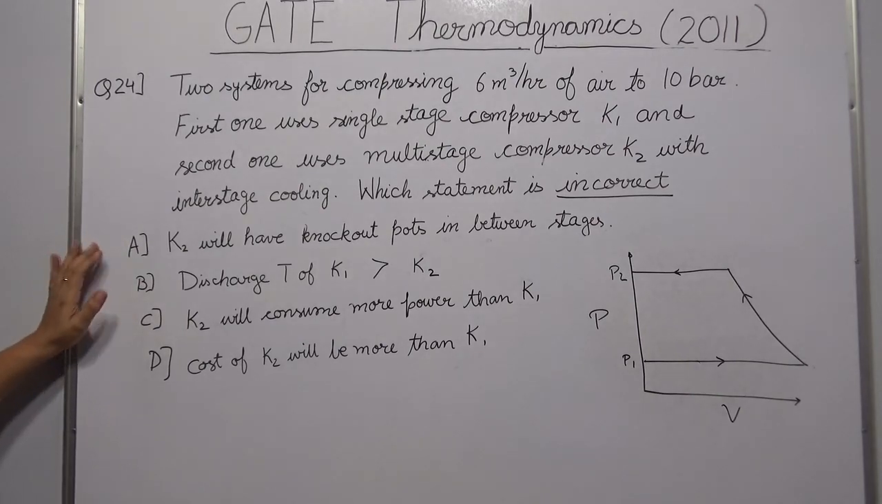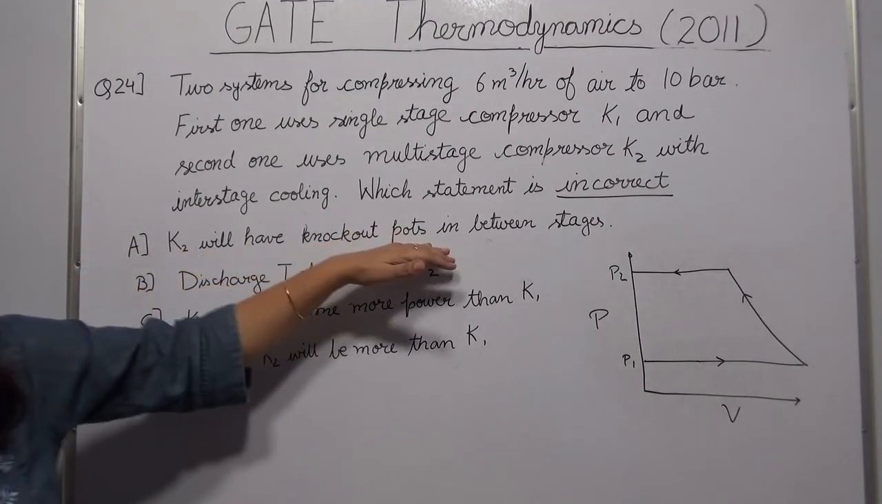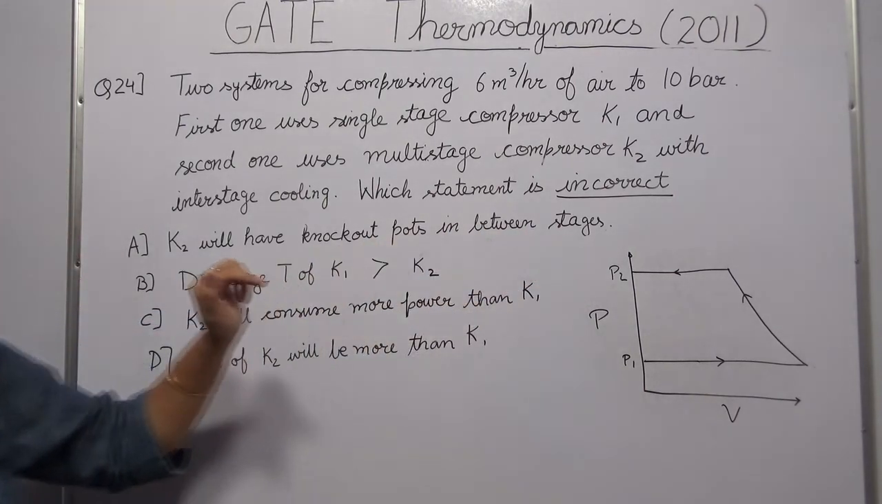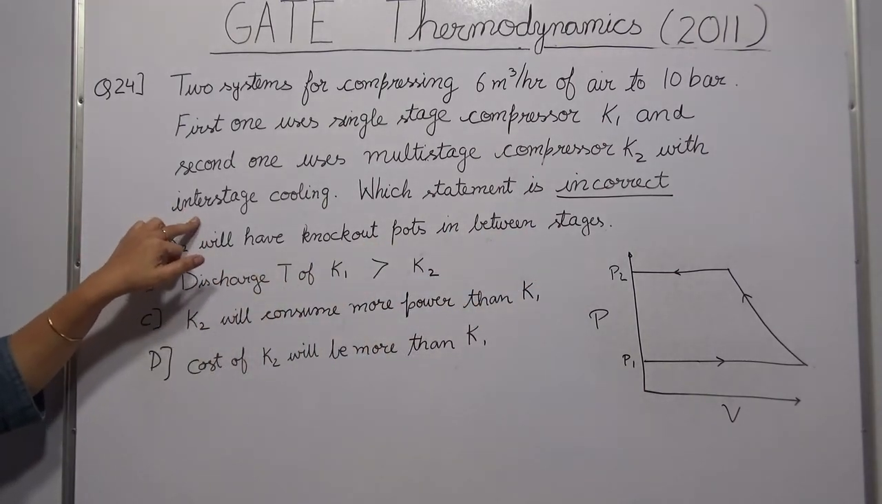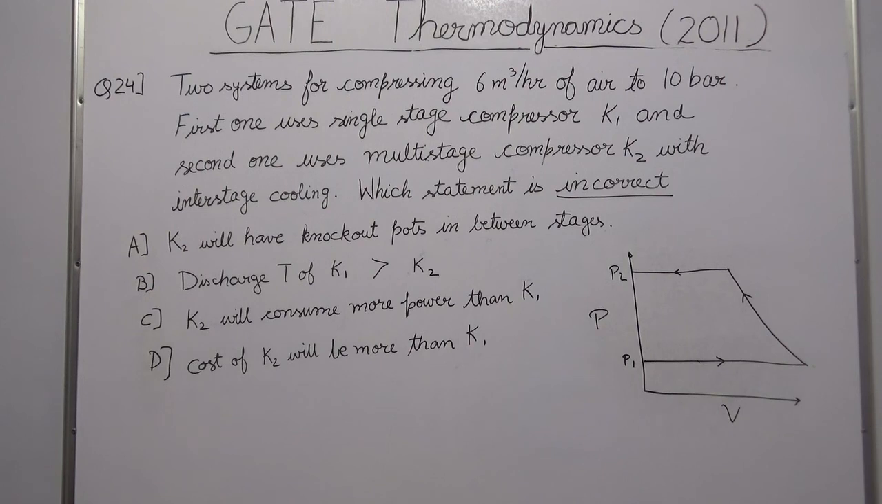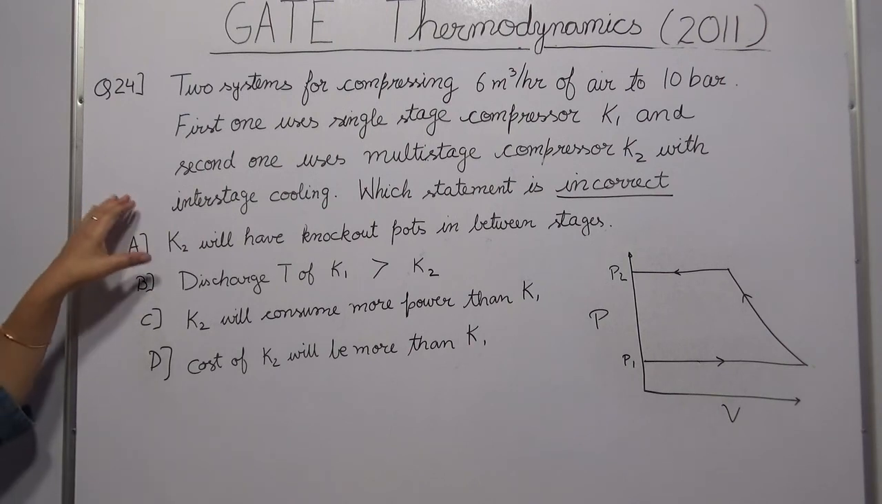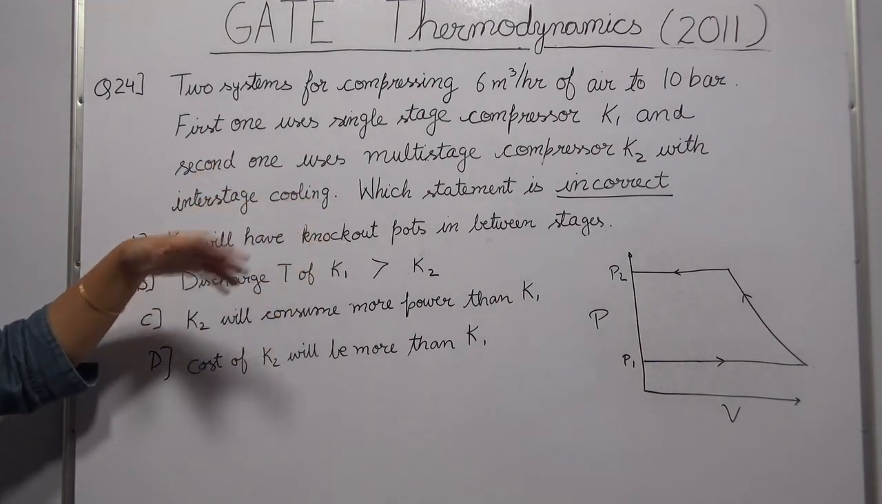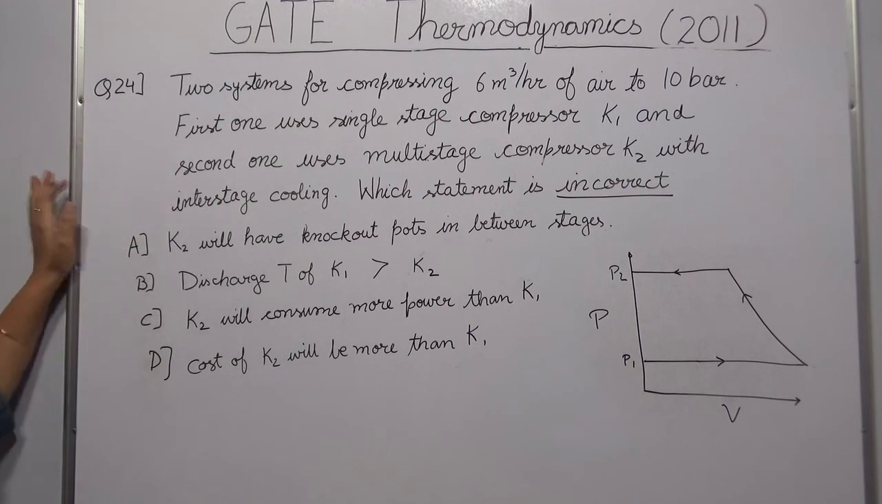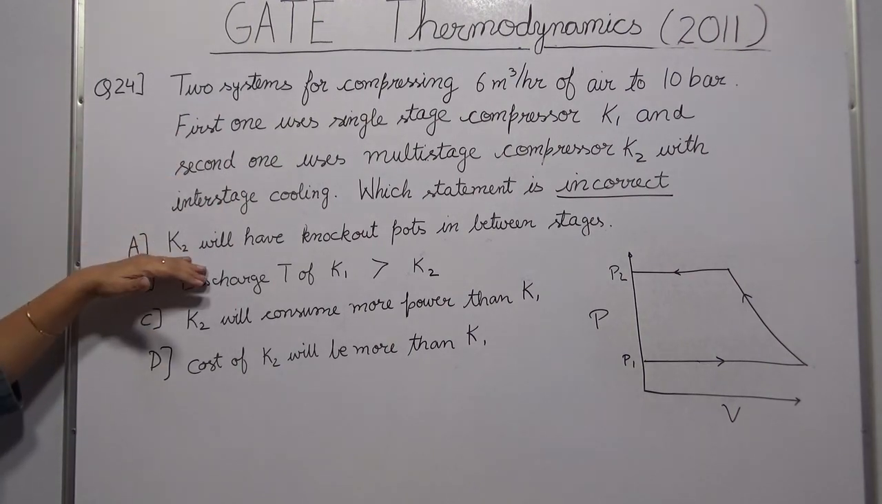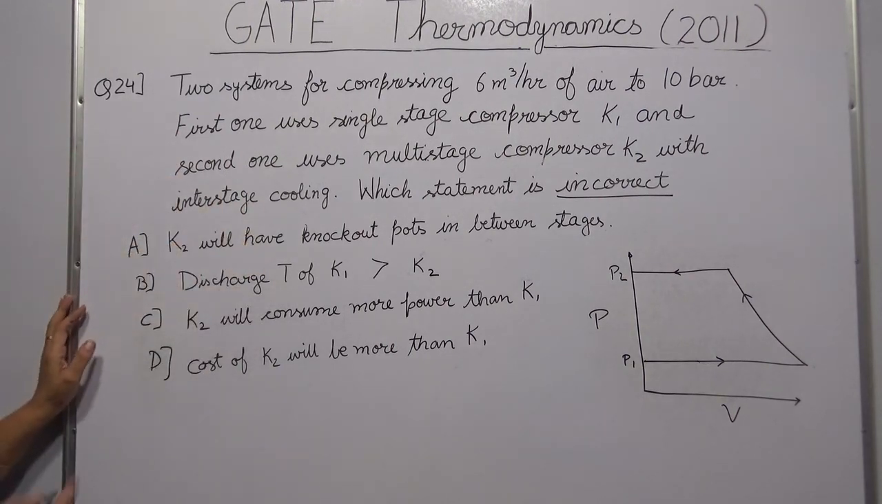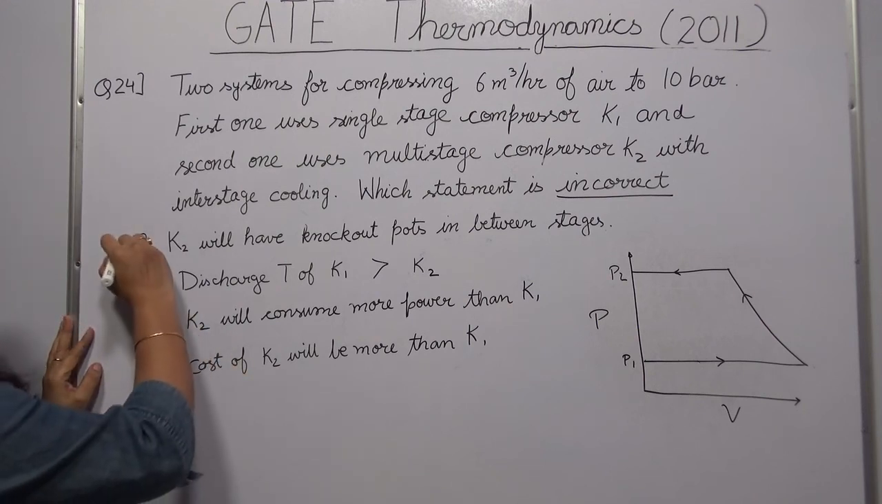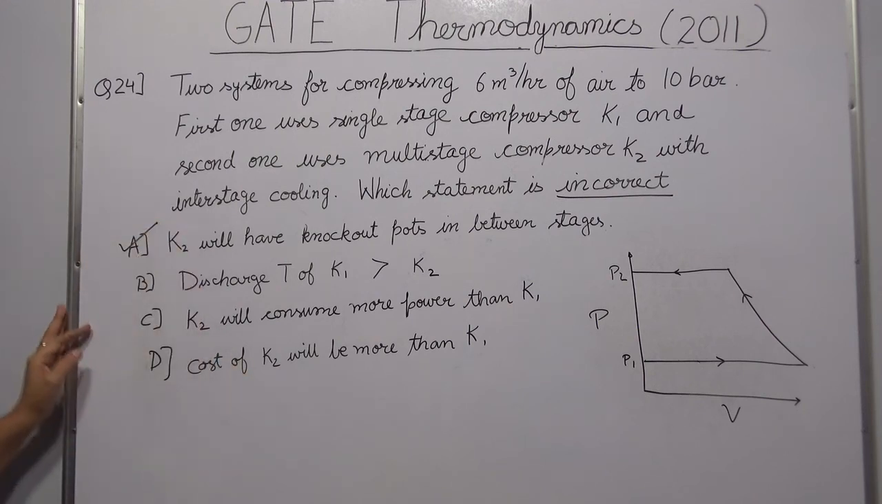Let's see. K2 will have knockout pots in between stages. We are providing interstage cooling. That means there are some heat exchangers which take out heat after compression. And we all know that knockout pots are provided after your heat exchangers in order to remove any gases which have condensed. So K2 will have knockout pots after your heat exchangers. So this statement is correct.